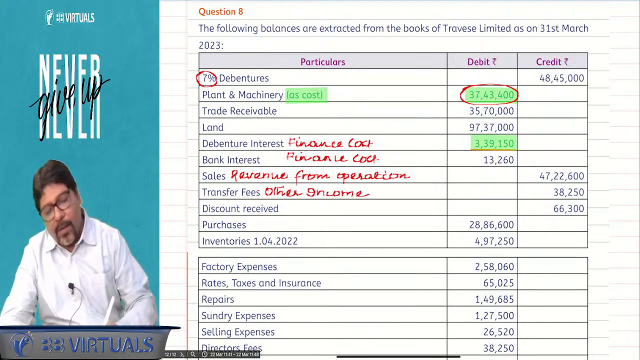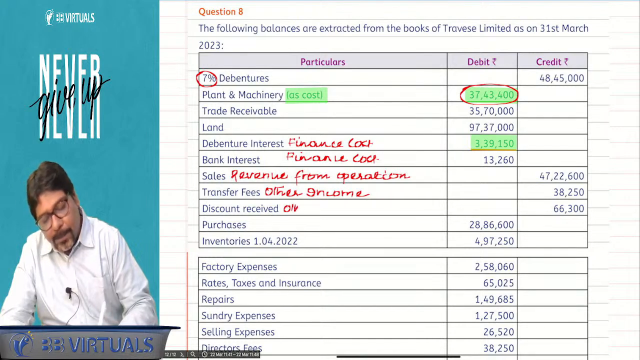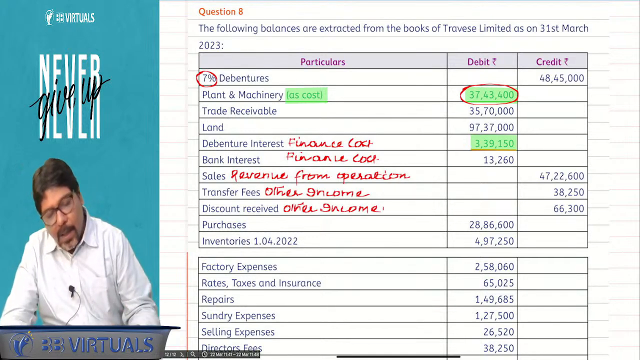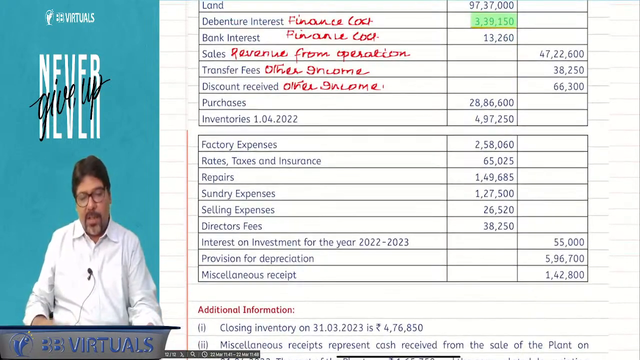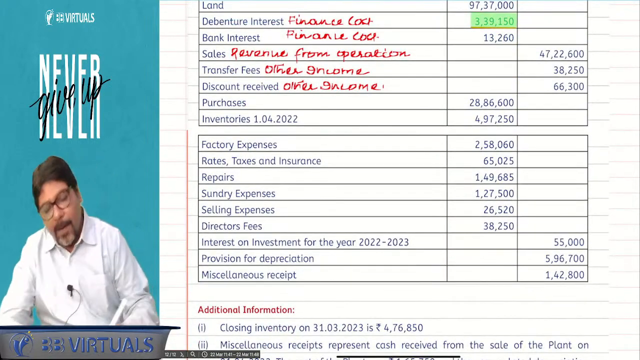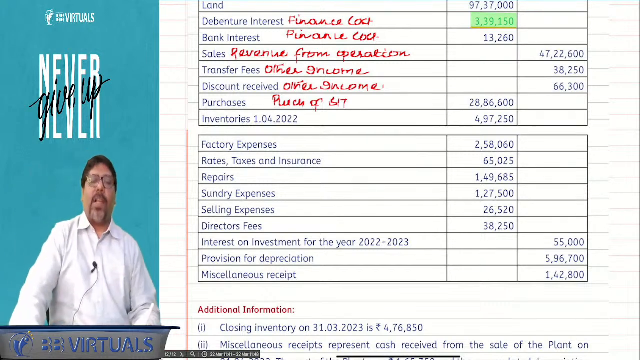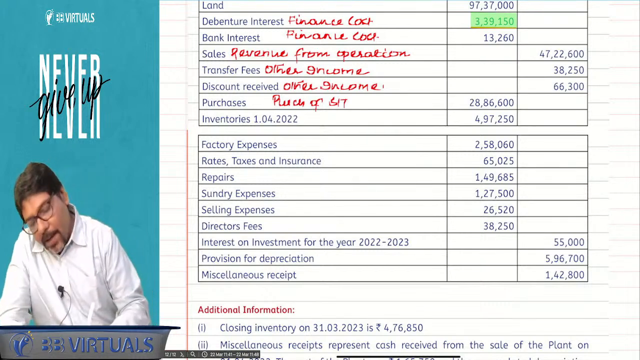Other income. Discount received, other income. Purchases, can you see any raw material or not? No. So this will become purchases of SIT. SIT means stock in trade. Inventories, this is opening stock.